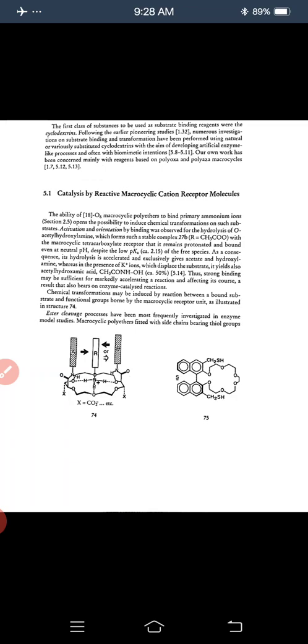Thus, strong binding may be sufficient for markedly accelerating a reaction and affecting its course, a result that may also be seen in an enzyme-catalyzed reaction. Chemical transformations may be induced by a reaction between a bound substrate and a functional group borne by the macrocyclic receptor unit, as illustrated in the structure number 74 below, where X equals carboxylate and so on. Here is R, here is A, and here is B. And this is the supramolecule also.